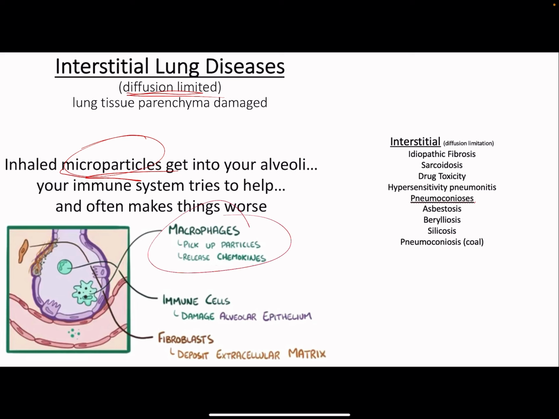But macrophages and neutrophils will come up, release chemokines, and more immune cells are going to come in. All of this, as always, damages the epithelium. Fibroblasts are going to come in and lay down extracellular matrix. Again, we have several different types: idiopathic, sarcoidosis, drug toxicity (bleomycin and busulfan, the chemotherapy drugs), hypersensitivity pneumonitis (birds), and pneumoconiosis: asbestosis, berylliosis, silicosis, and coal-induced pneumoconiosis.